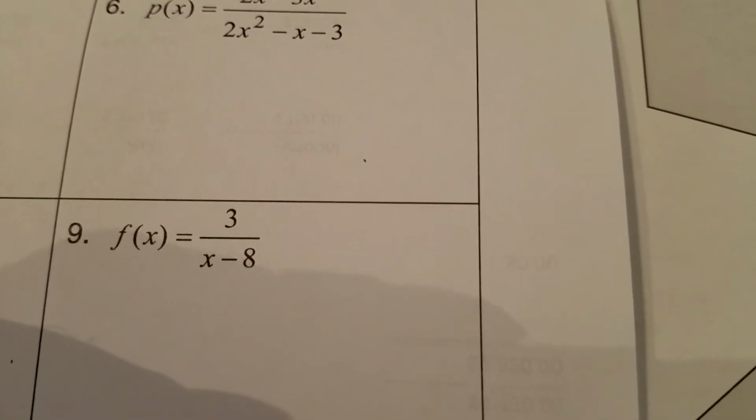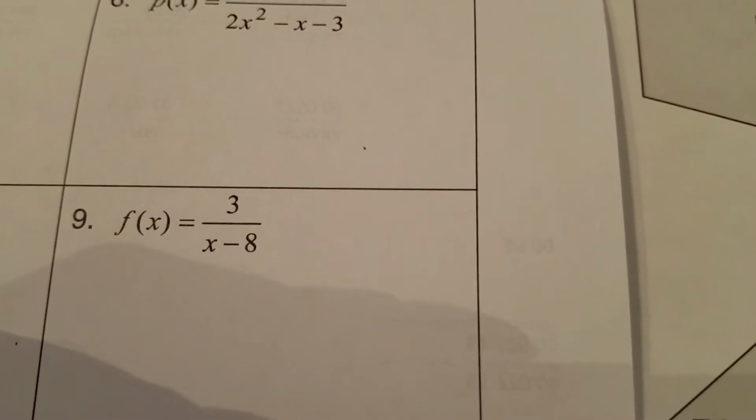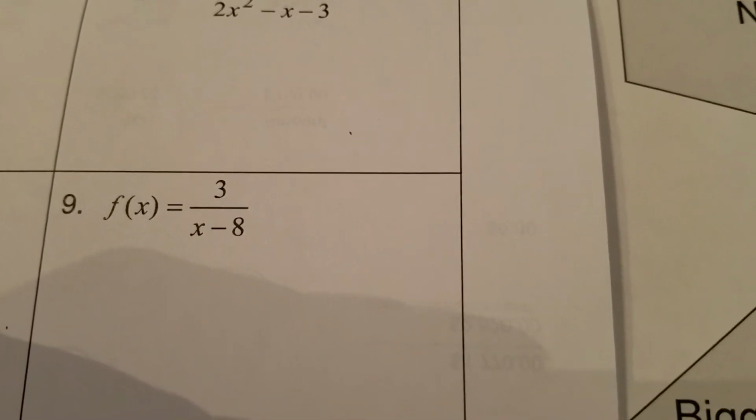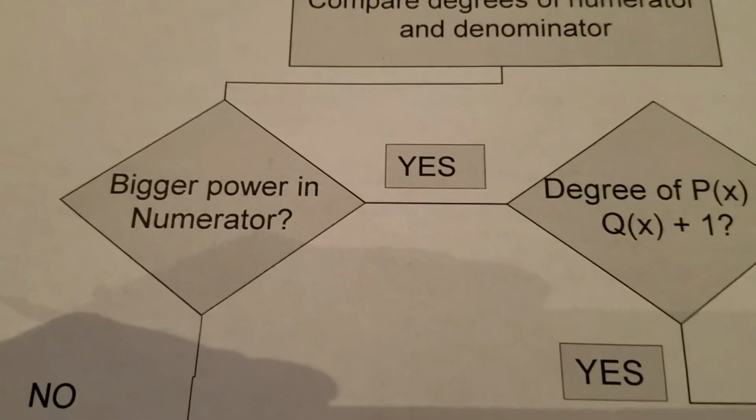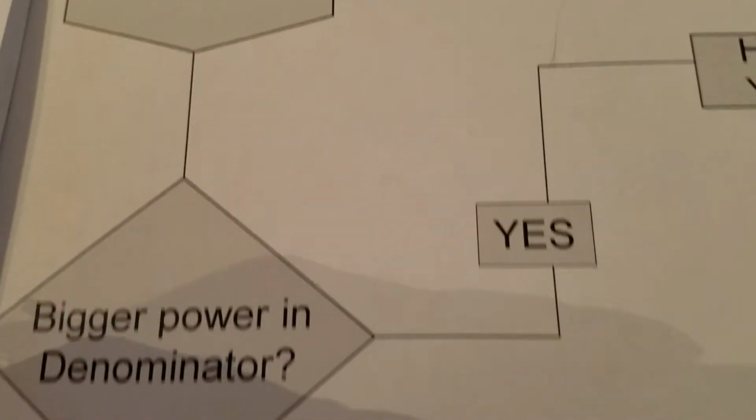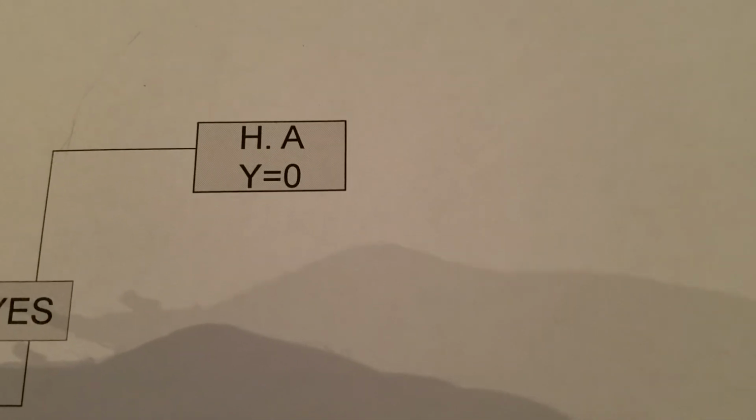And one more. F of x equals 3 over x minus 8. The degree upstairs is actually 0, and the degree downstairs is 1. Let's go to my flowchart. Bigger power in numerator, no. Follow no to bigger power in denominator. That actually is yes. So I follow the yes, y equals 0.